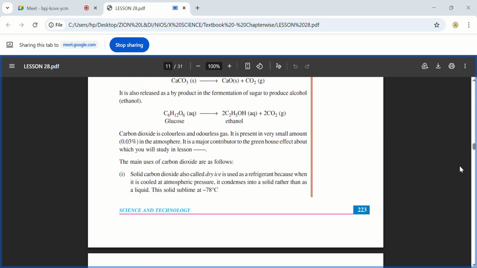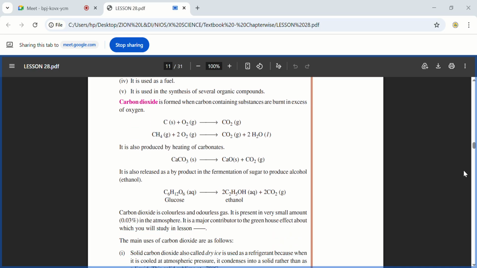Okay, so this is a very important question. They may ask you to write the ways of manufacturing, producing carbon dioxide. We have four ways here. First, when carbon is burnt in the presence of an unlimited or excess supply of oxygen. When carbon is burned in a limited supply of oxygen, it produces carbon monoxide. When carbon is burnt in an excessive supply of oxygen, it produces carbon dioxide. Is it understood? Yes, ma'am. This is the first way.